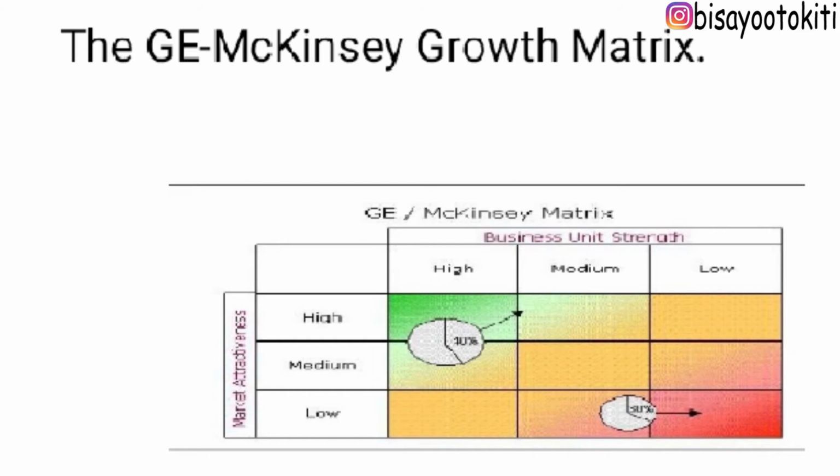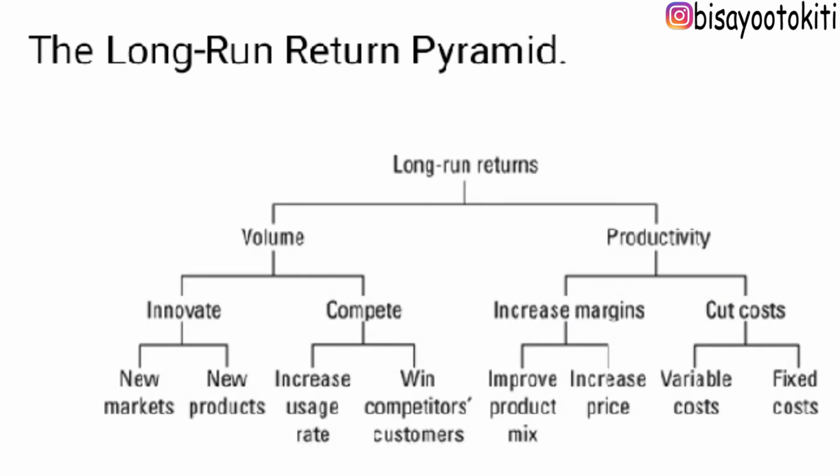And to the right, they have put it in a scale of preference: high, medium, low. Then for the business unit strength, they have also made it high, medium, low. You can also read up on it. Then the last one we'll be looking at is the long run return pyramid. Don't forget that I've mentioned 4 now.